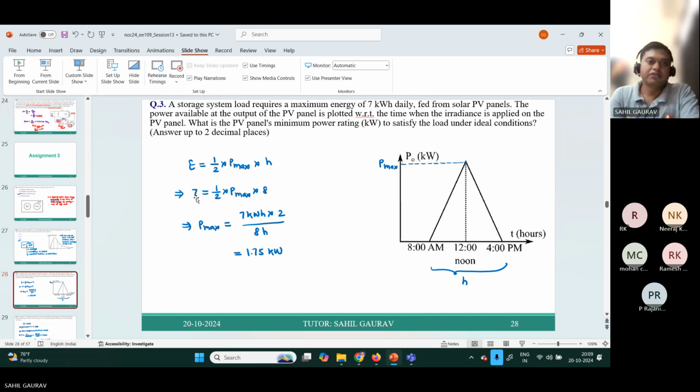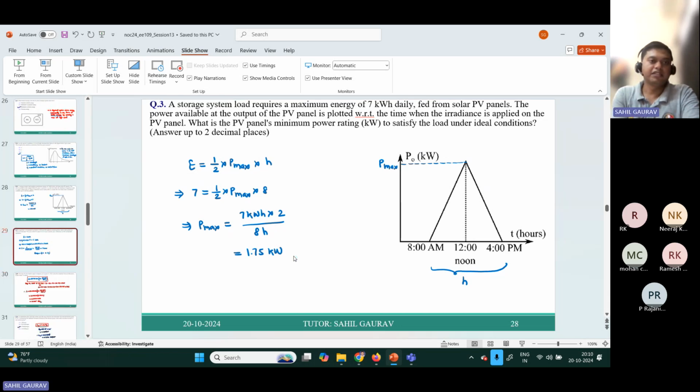Sorry. So the energy the load required is 7 kilowatt hour. So 7 kilowatt hour into 2 upon 8 hours. So it will be 1.75 kilowatt. So this is the power available at the output of the PV panel, and the minimum power rating is this P max, and this P max value is 1.75 kilowatt.